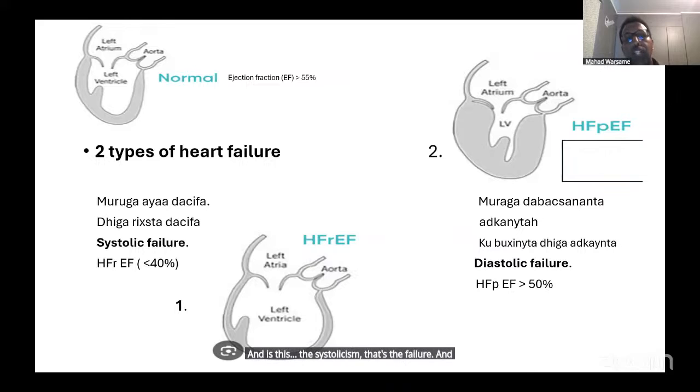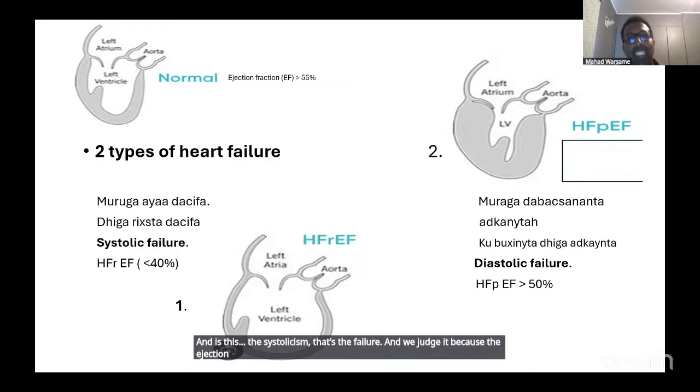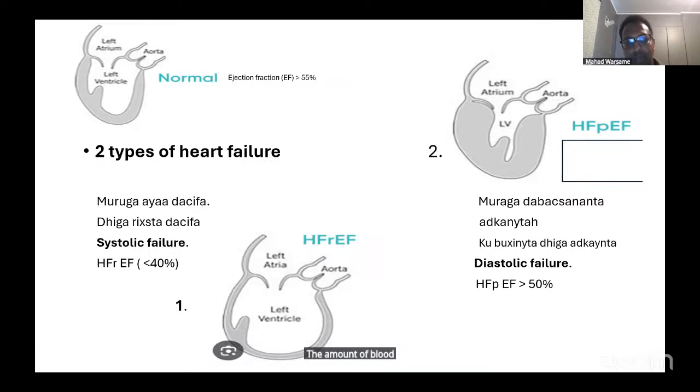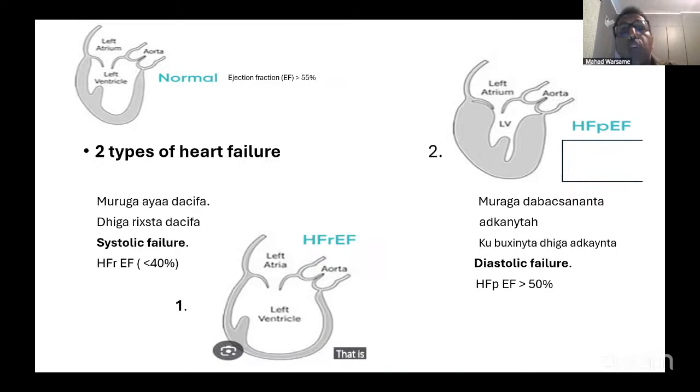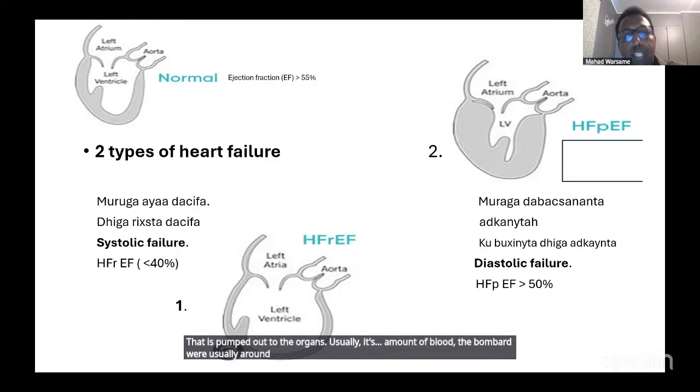And we judge it by the ejection fraction. What is ejection fraction? In echocardiography, ejection fraction is the amount of blood pumped out to the organs with every heartbeat. Usually the amount of blood pumped out is around 55%. Ejection fraction over 50%, over 55% is normal.